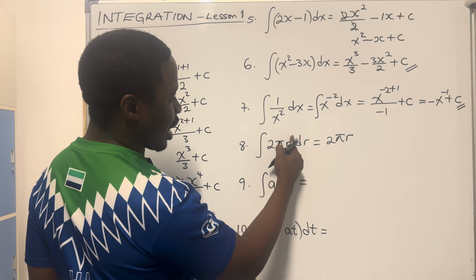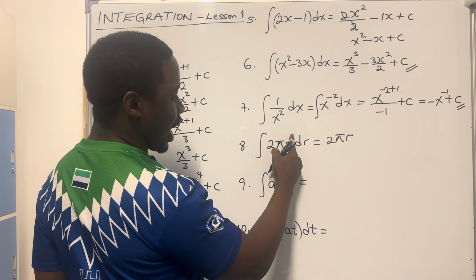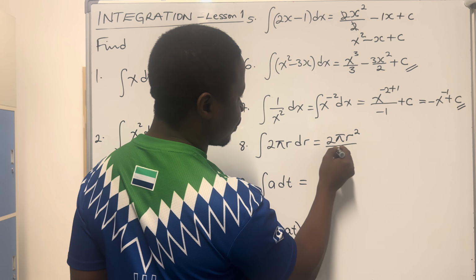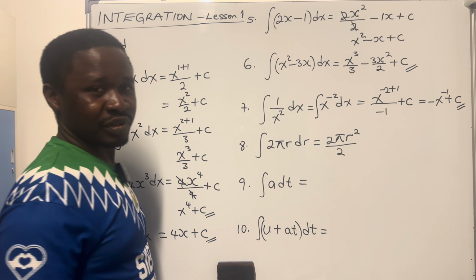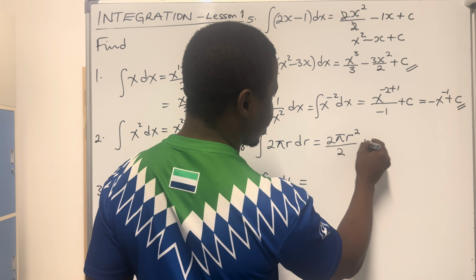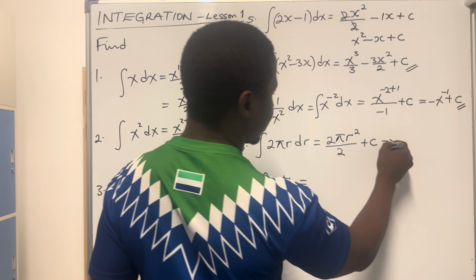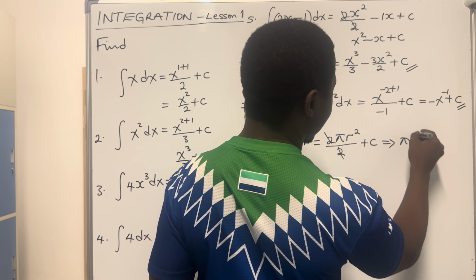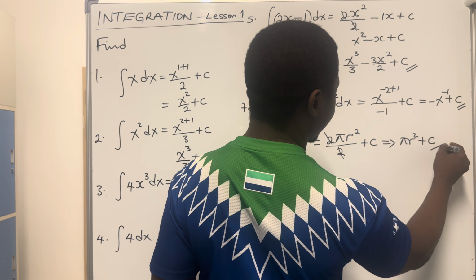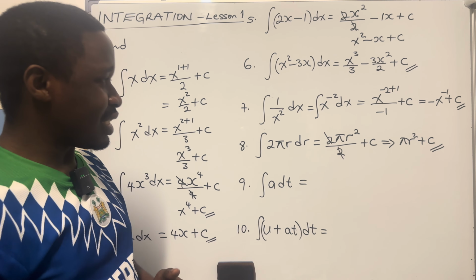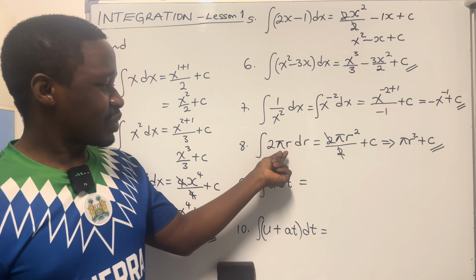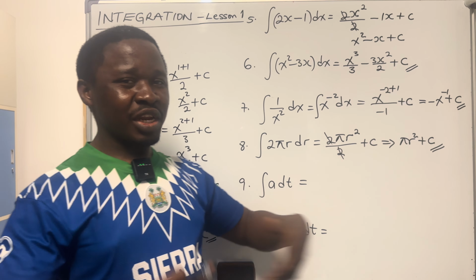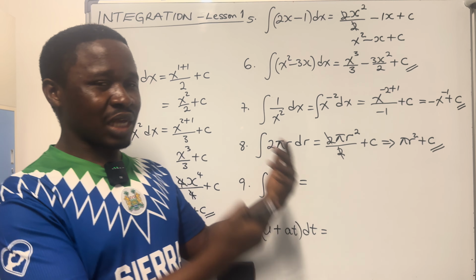What is the power of r? Is 1. If we add 1 to this, what do we get? We get 2. Then we divide by the new power. Let us not forget plus c. So this takes away this. So we get pi r squared plus c. So whenever you integrate circumference of a circle, you get area of a circle. When you differentiate area of a circle, you get circumference of a circle.